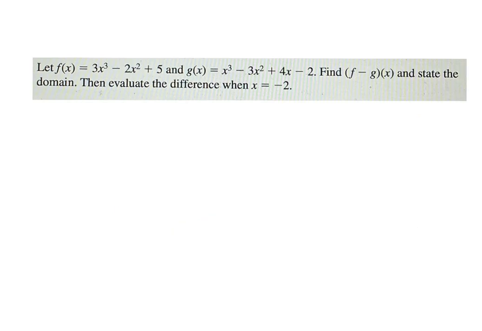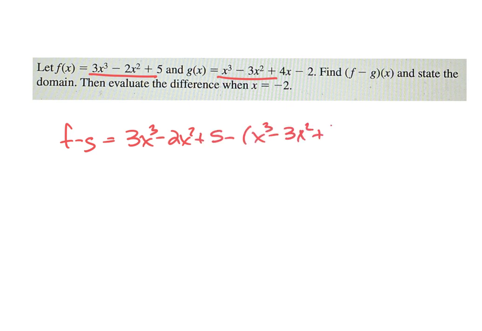Let's look at another one. This time it's f minus g. So here's function f, there's function g. Find f minus g. Now, when you do f minus g, you've got to be a little more careful because I'm going to do 3x cubed minus 2x squared plus 5 minus the whole thing. So you need to put parentheses around that because that minus sign applies to everything in there.